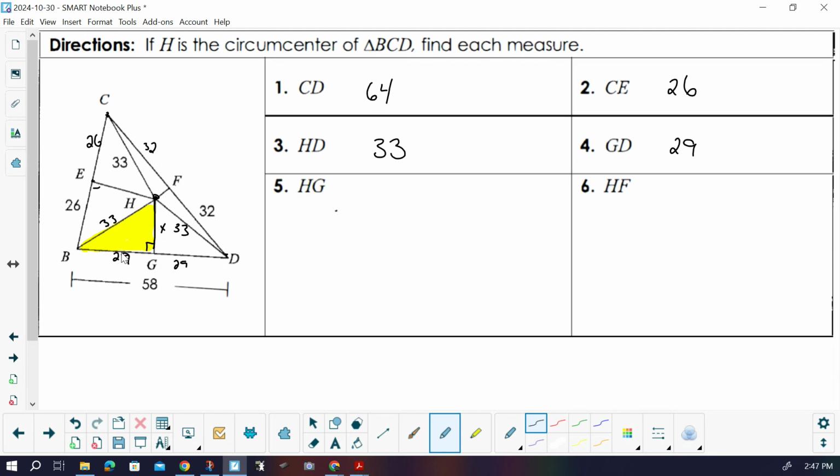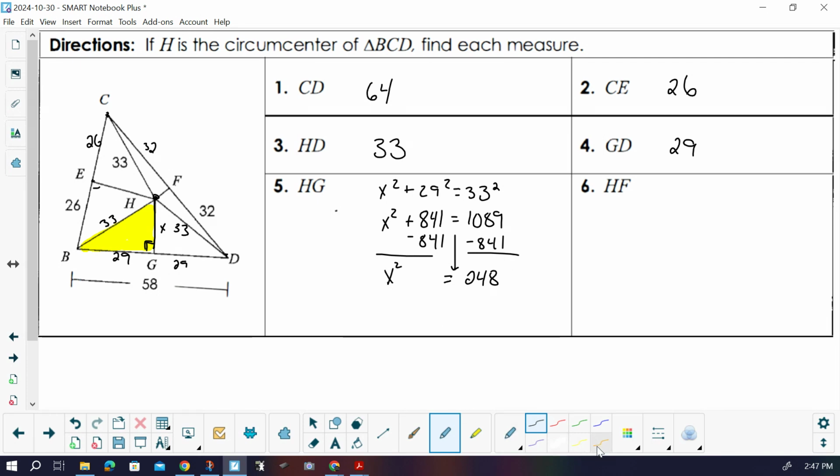So I'm looking at just this yellow triangle. The hypotenuse of this yellow triangle is 33. The legs are the X and the 29. So a squared plus b squared equals c squared. We have it set up. So we have x squared plus 29 squared, which is 841, equals 33 squared, which is 1089. Then we're going to subtract 841 from both sides. So we have our x squared, 841 is gone, and 1089 minus 841 is 248.